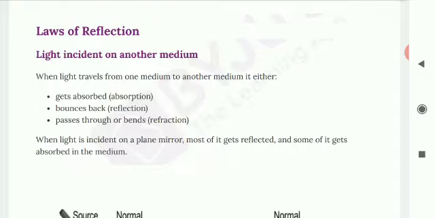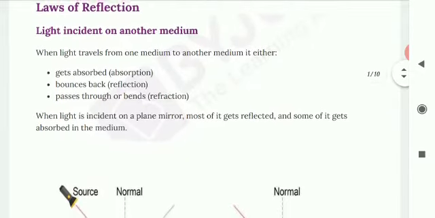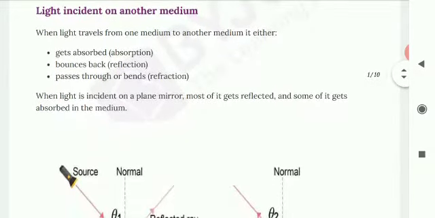The second law of reflection is that the angle of incidence, the normal and the angle of reflection all must lie in the same plane. So these are the two laws of reflection. In this chapter, basically we will be focusing on the laws of refraction. That is light entering into another, different medium.